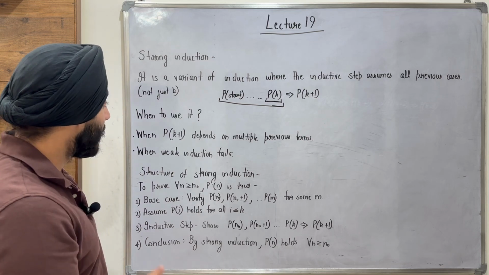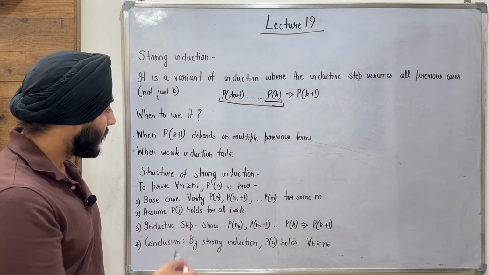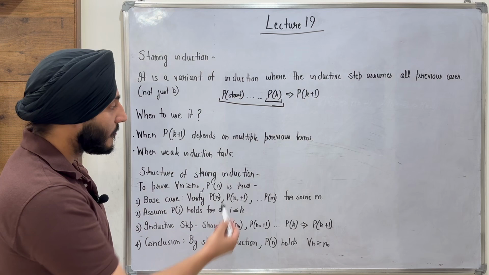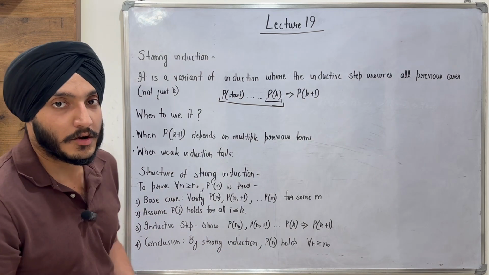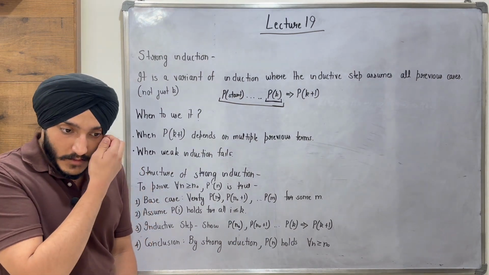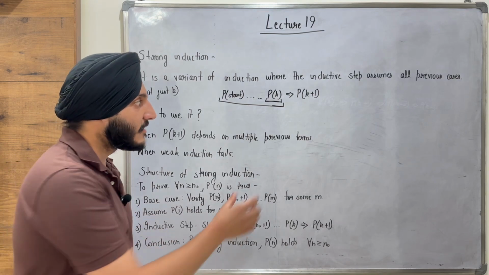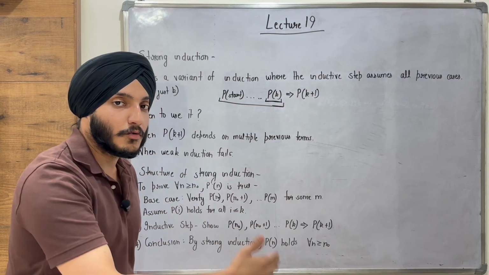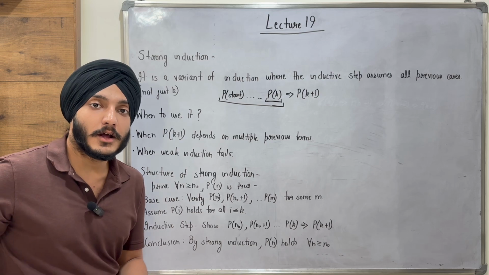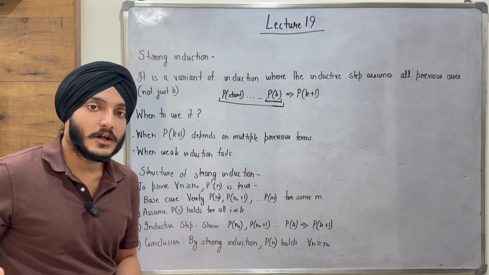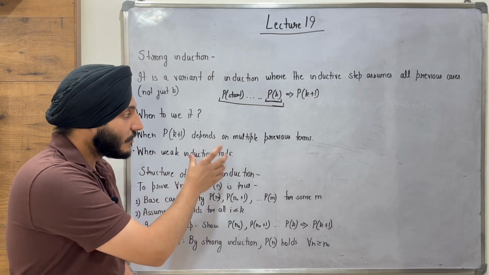Okay, so now let's try to understand when we use it: when P of k plus 1 depends on multiple previous terms. This is very important to understand. Just like I said, it could be that in order to prove the P of k plus 1 value, we need multiple previous assumptions. In that case, we will use strong induction.